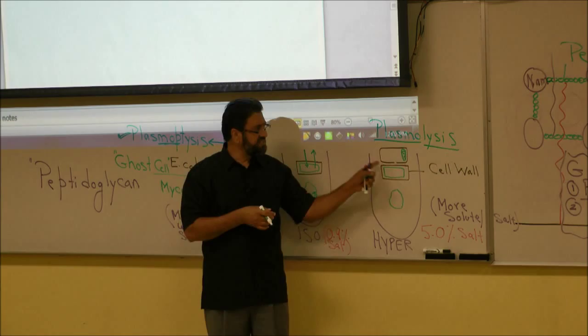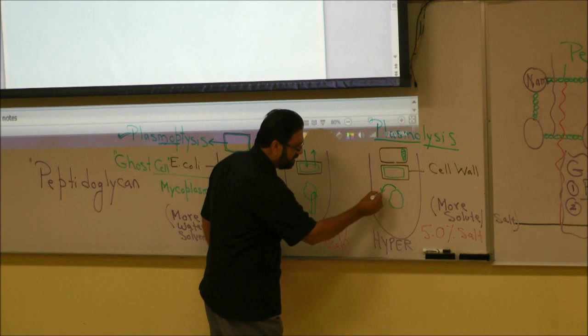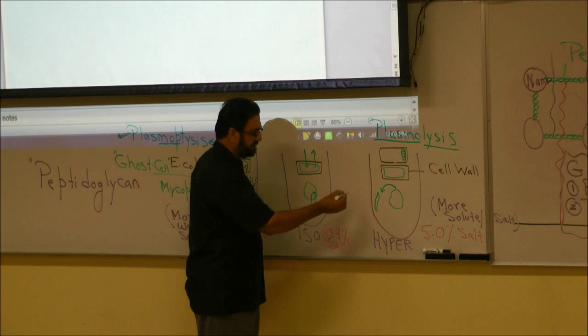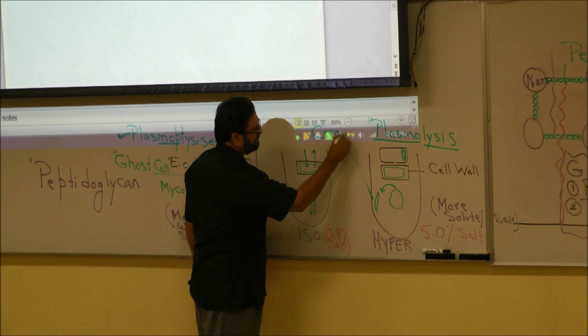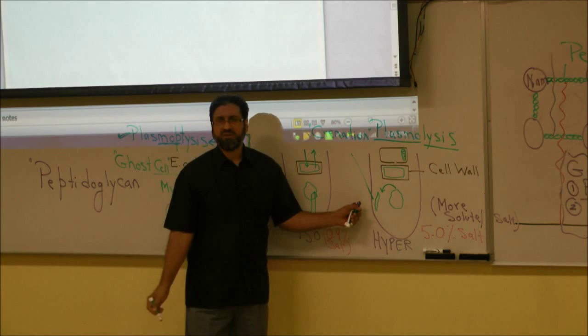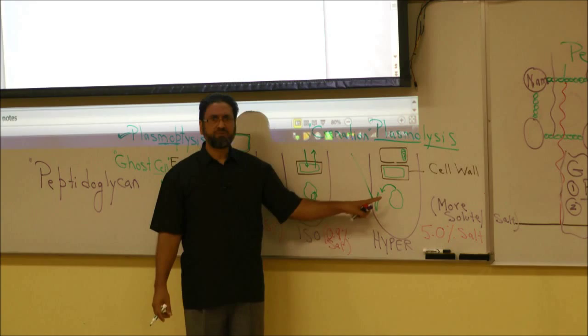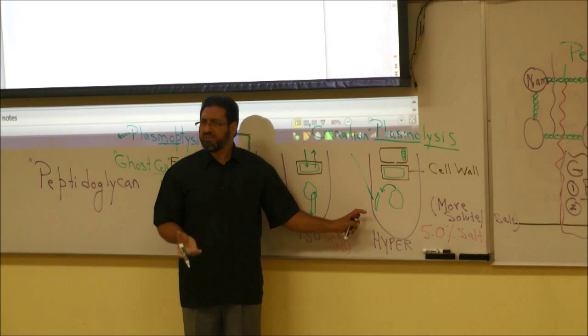How about this one? Mycoplasma, or cells without a cell wall. They will shrivel like this. And that is called crenation. Very good. Crenation. And this is what they tell you when you are stranded in the ocean: do not drink salt water or you will die fast, because this is what's going to happen to your intestinal cells. They will shrivel, metabolic activity will stop, and you will die faster.